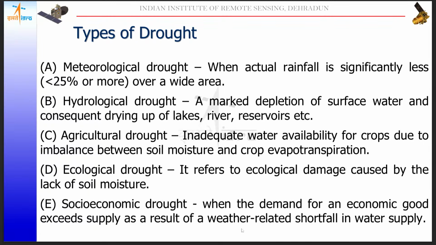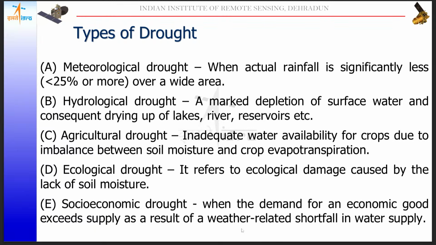Along with this, there are two more types of droughts. Very first is the ecological drought, defined as when any area lacks soil moisture or groundwater, or may not be recharged because of the unavailability of rainfall, there may be chances of ecological damage in that particular area also. Like there are a number of Ramsar areas, wetland areas, and mangrove areas.